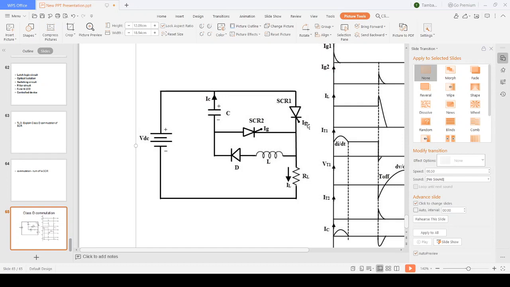When you turn on SCR1, what will happen? The load current and the discharge current, meaning the current of this capacitor IC, will flow through this SCR1. So the total current of SCR1 is I equal to IL plus IC, that is, load current plus IC. This current will flow through the SCR.